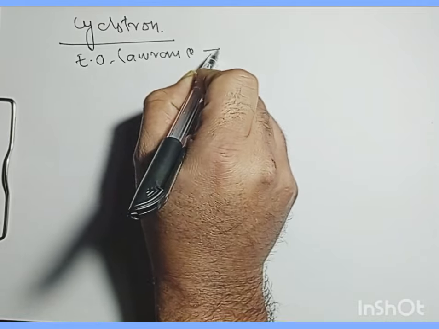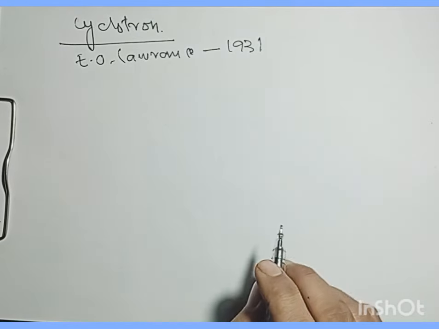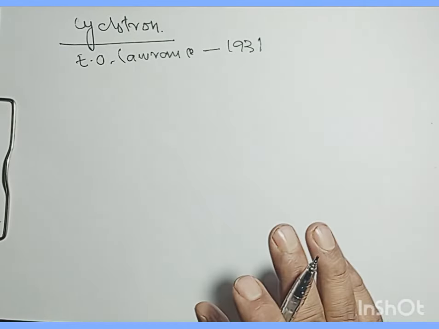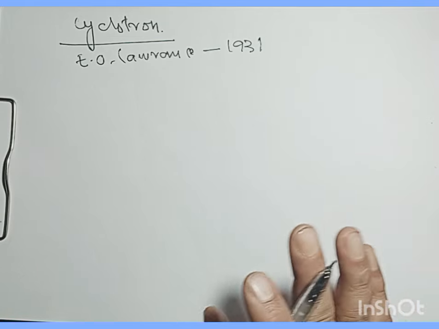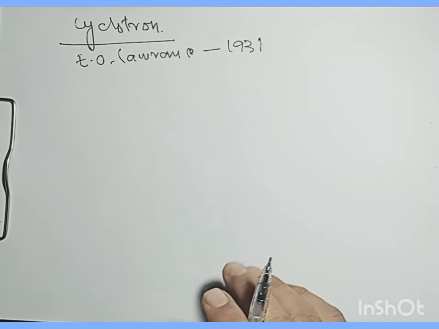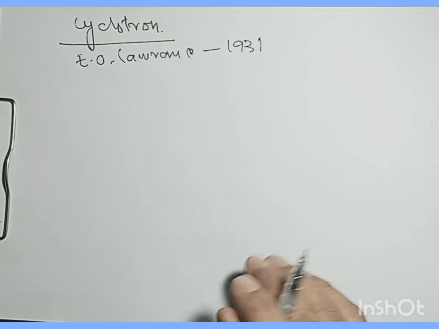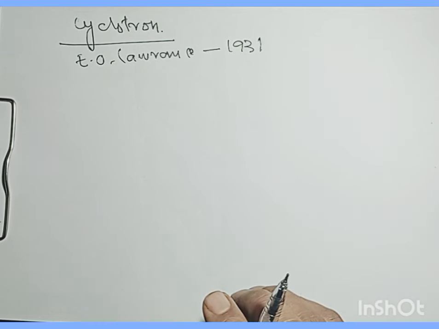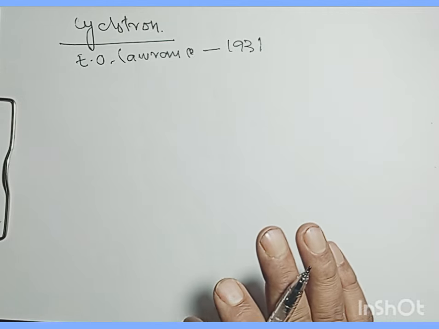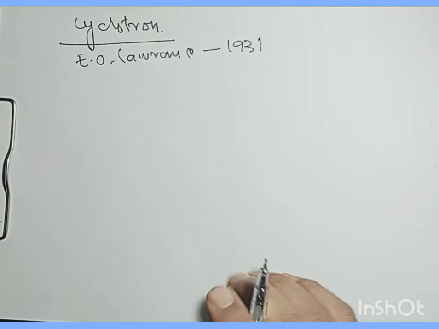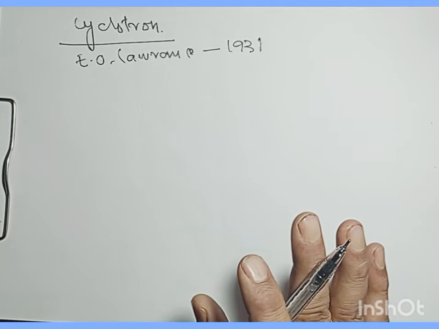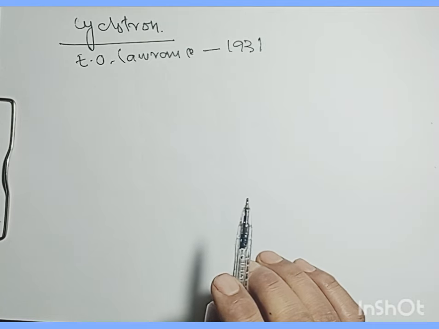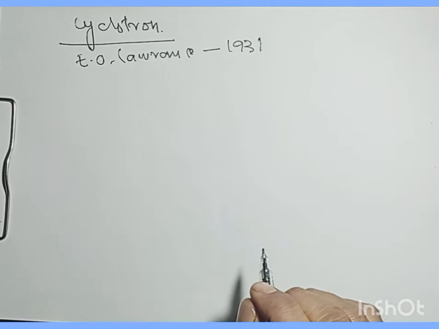E.O. Lawrence in 1931. And instead of building up very high voltages, as we did in the case of electrostatic particle accelerators like the Van de Graaff generator, ions could be accelerated using relatively low voltages by means of a radio frequency field.